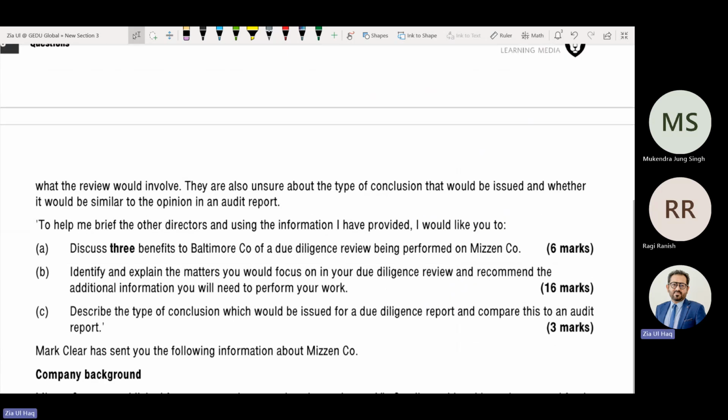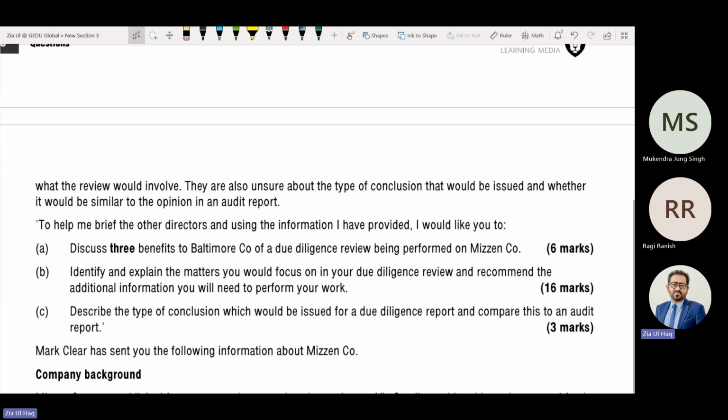How do you perform a due diligence review? We perform a due diligence review by three limited procedures: inquiry, written presentation, and analytical procedure. They are also unsure about the type of conclusion that would be issued and whether it would be similar to the opinion in an audit report. No, in audit, we provide reasonable, positive, high-level assurance. In non-audit, like a review, we provide limited, negative, and low-level assurance, like nothing has come to our attention that causes us to believe the financial statements do not give a true and fair view.